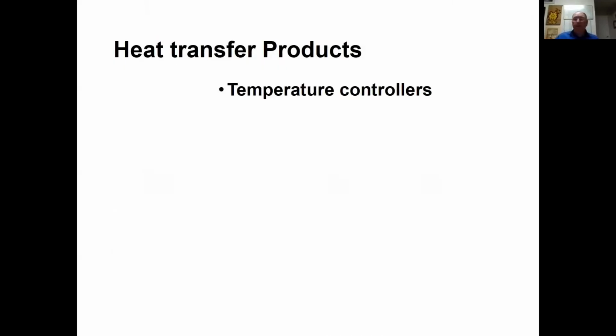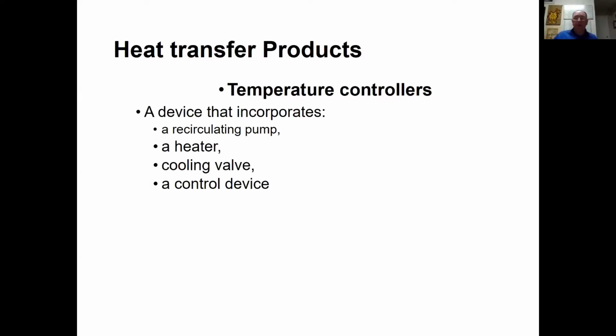Another transfer product is temperature controllers. Temperature controllers are designed to recirculate tempered water through a single use point. And they incorporate a recirculating pump, typically a heater, a cooling valve, and a control device. And basically, what the temperature controller is doing is it's relying on another source of cooling water, such as a chiller or tower water. With that said, it's recirculating the tempered water through the process.